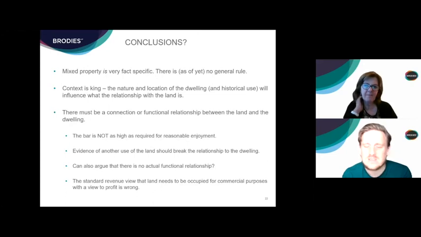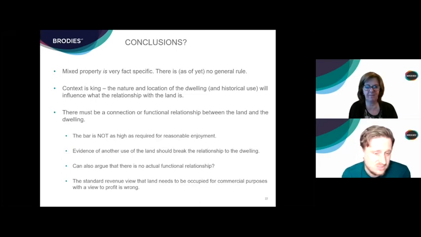And there has to be an element of connection or a functional relationship between the land and the dwelling. That functional relationship is not as high as reasonable enjoyment, but if you can provide evidence of some other use or purpose behind the land, that's probably enough to break the idea that there is a functional relationship. You could also argue that there just isn't one, which seemed to be part of the decision in SLOSS.